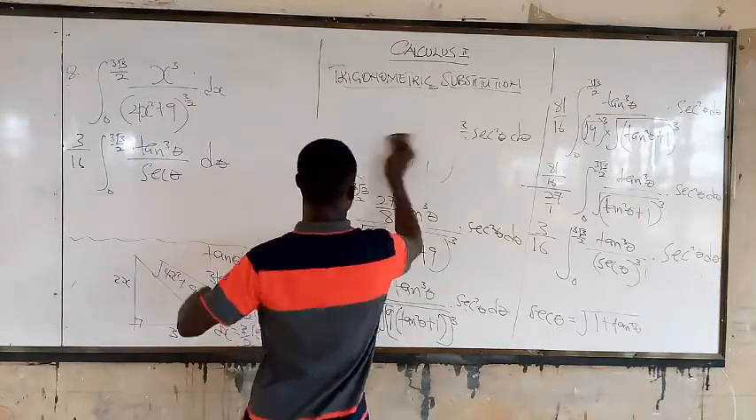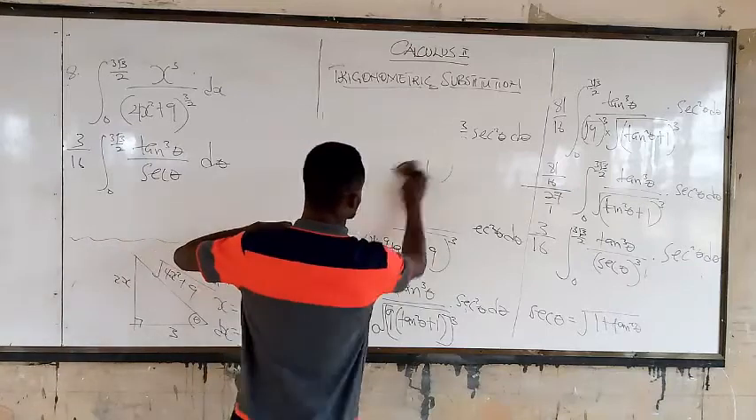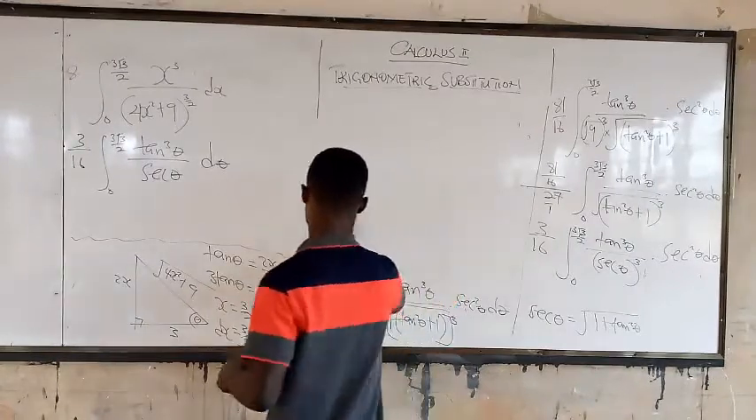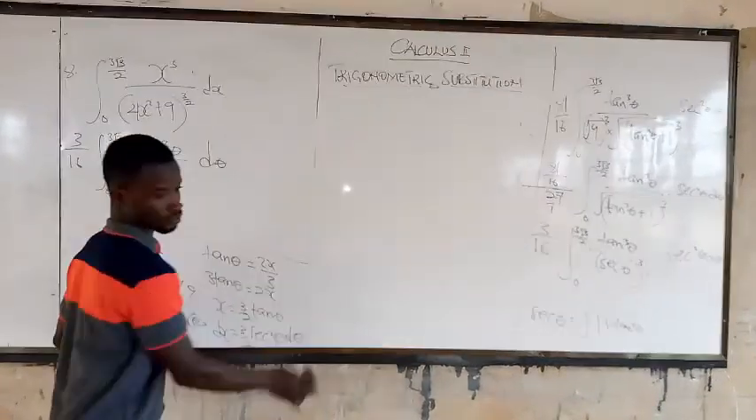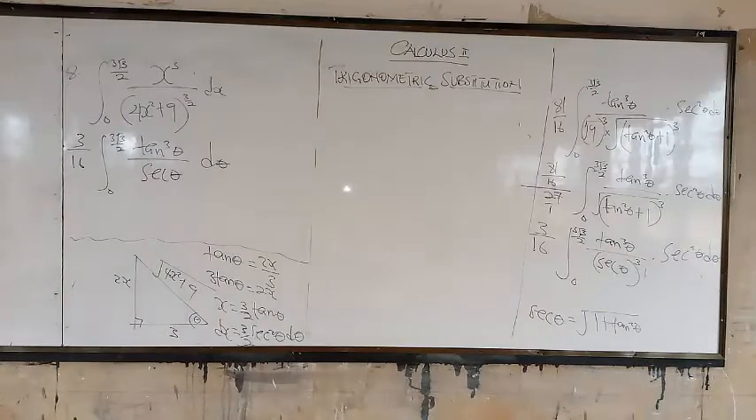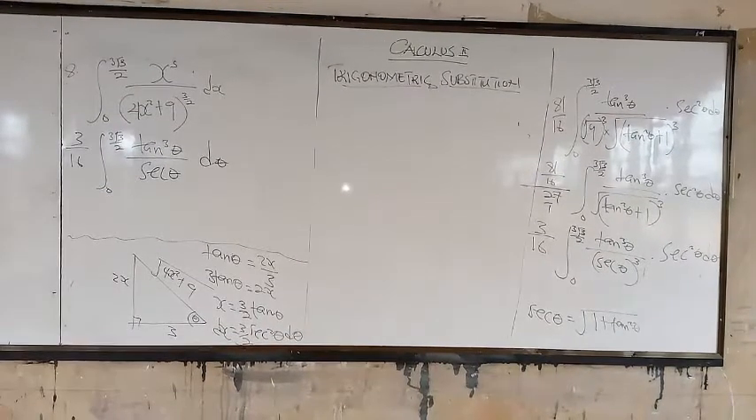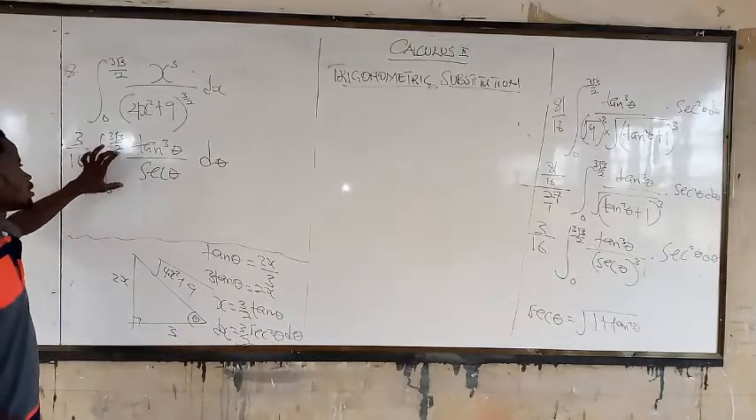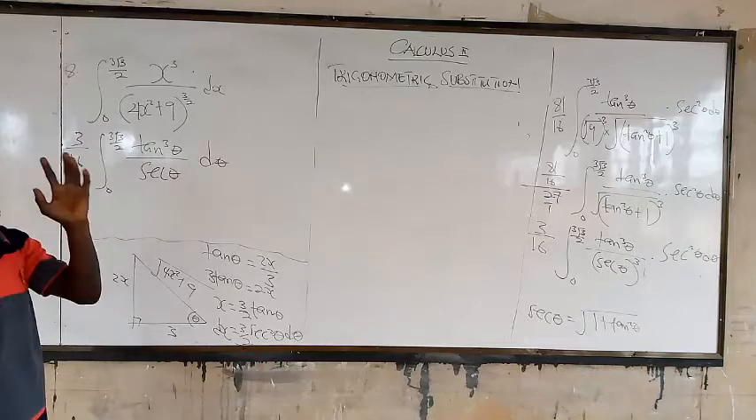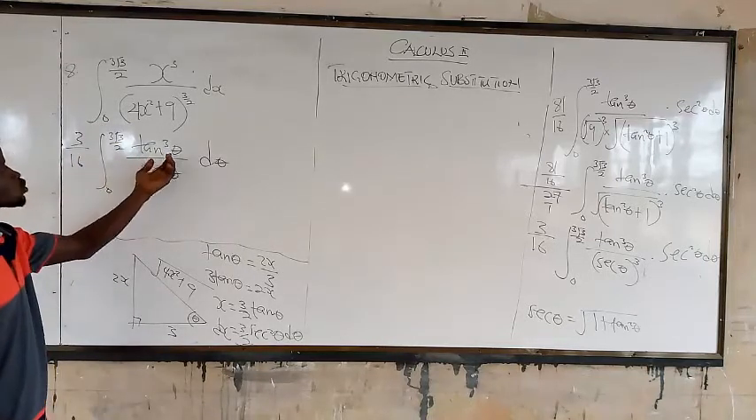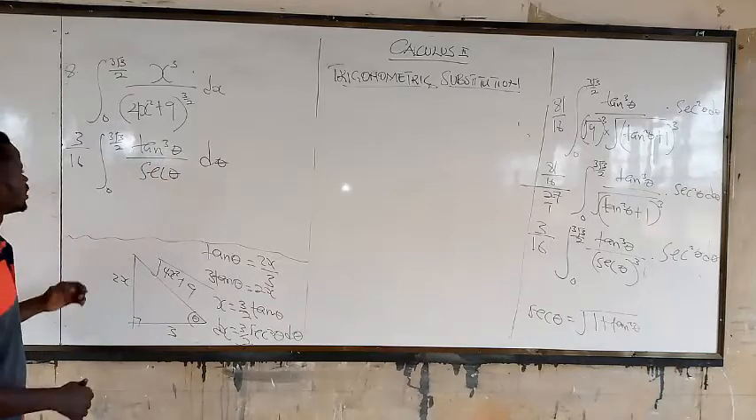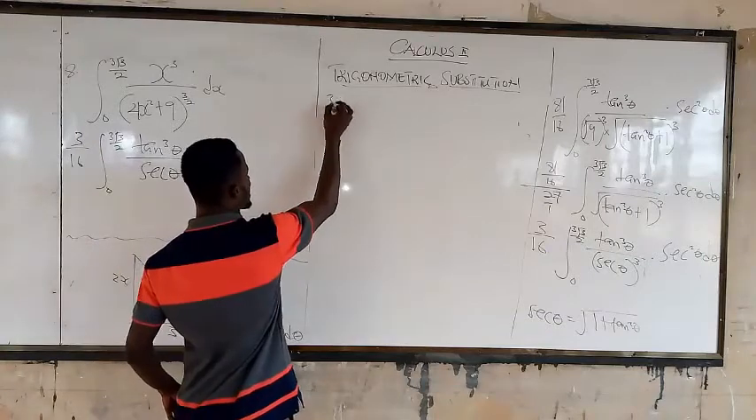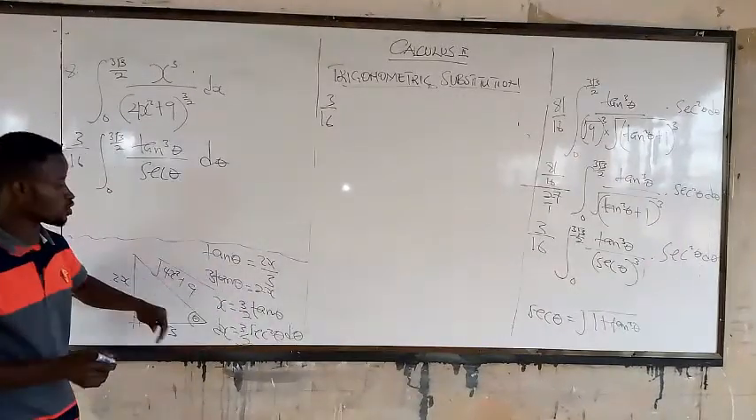Let me clean this part. Alright, let's continue. So don't forget about the lower bound and the upper bound. We will come back to it, okay? So now we have tan square theta over sec theta. Okay, so let's move on. We know that with this, we can rewrite this as 3 over 16.